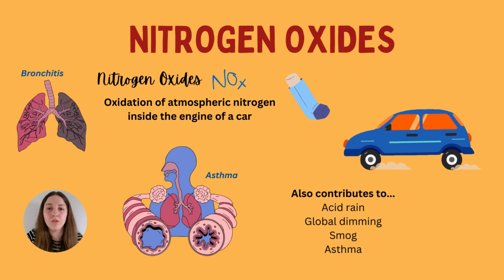And essentially those nitrogen oxides, NOx, that's the general formula for it. We can have nitrogen monoxide or nitrogen dioxide. These are grouped as nitrogen oxides. That's what the X stands for. It depends on how many oxygens there are. It can lead to things like smog.